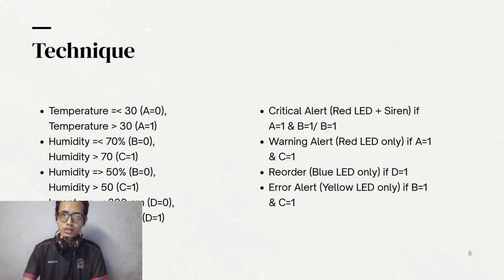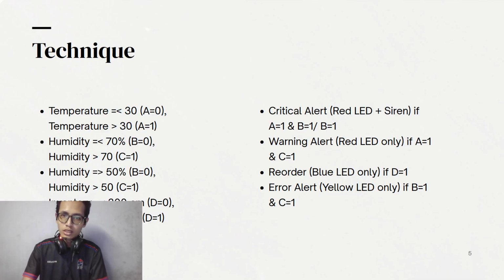Next is for the output. First is the critical alert. It is a red LED and siren. It will activate if A equals 1, which is temperature more than 30 degrees and humidity more than 70%, or humidity more than 70%.